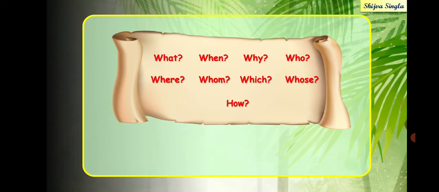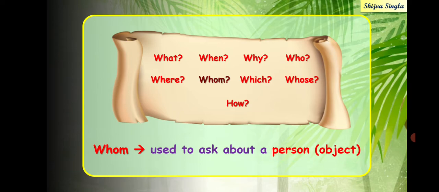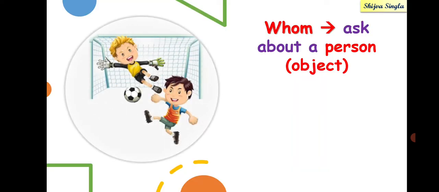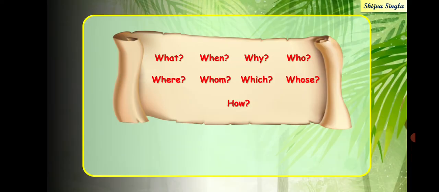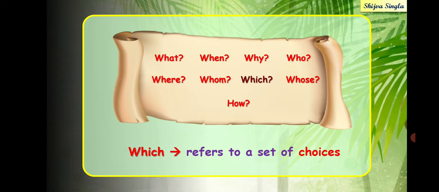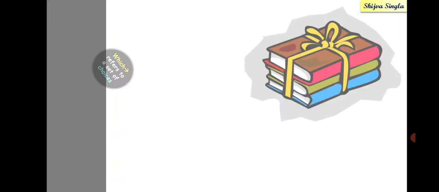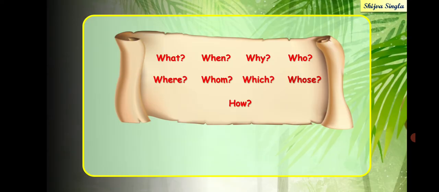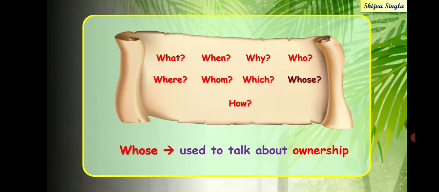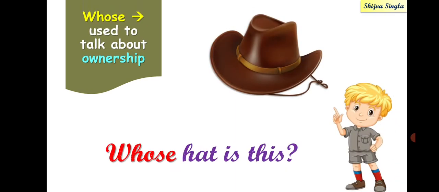Next, the word whom is used to ask about a person who is the object. For example, whom is he playing with? Moving on, the word which refers to a set of choices. As an example, which one of these books is yours? Moving on, the word whose is used to talk about ownership. For example, whose hat is this?